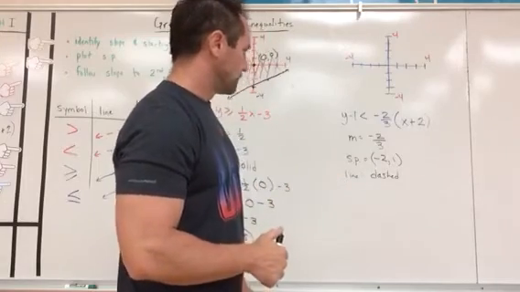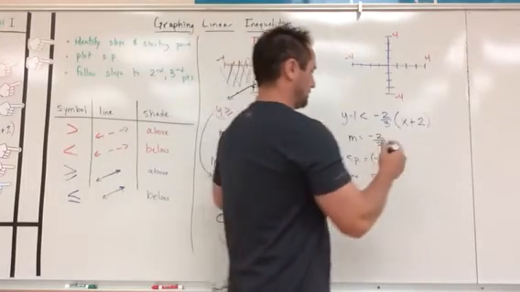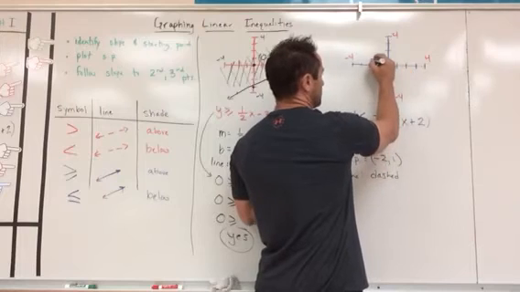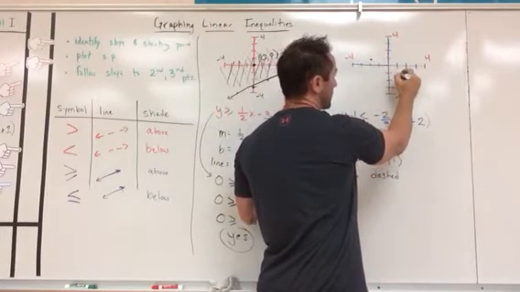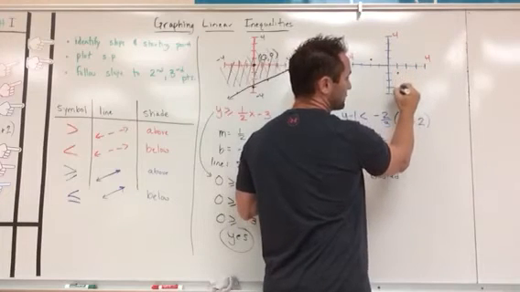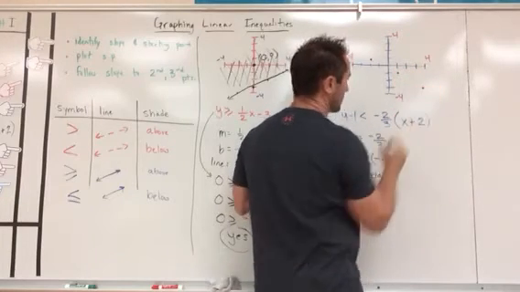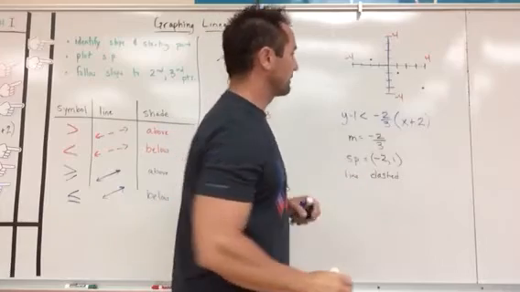Now, our starting point is -2, 1. Our slope is down 2 to the right 3. I can do it again. Let's do it again. Down 2 to the right 3. And it says we're going to have a dashed line.